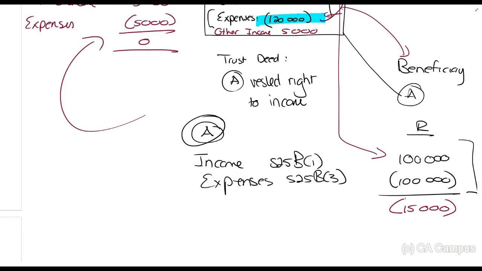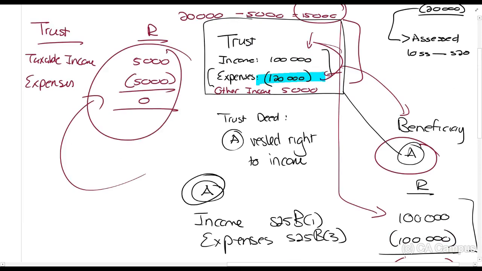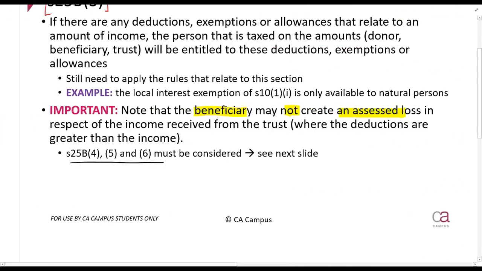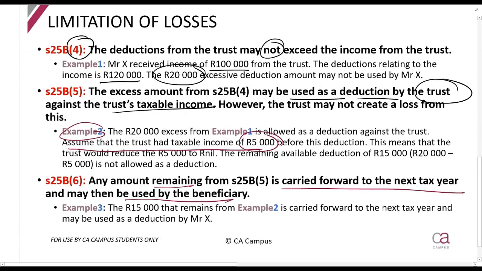So can you see the path it goes? The trust receives the income, but the beneficiary gets taxed on it. So it goes to the beneficiary. Then it goes back to the trust again, then it goes back to the beneficiary again. And that is section 25B in its entirety, which is relevant for your syllabus.